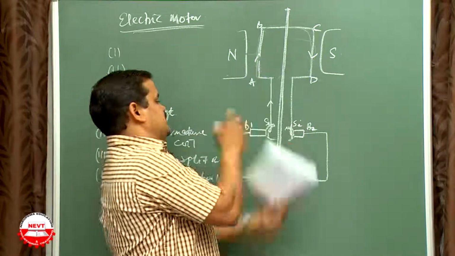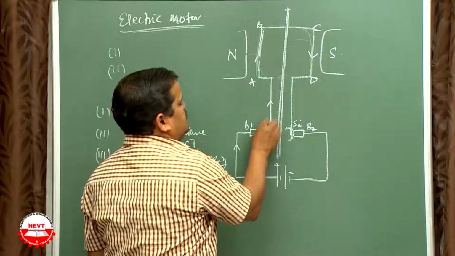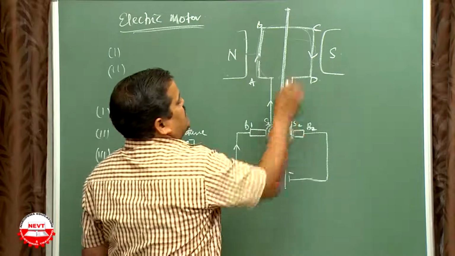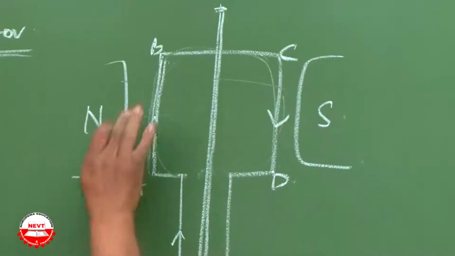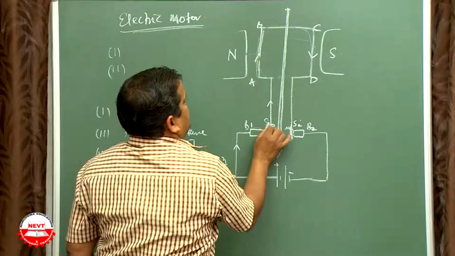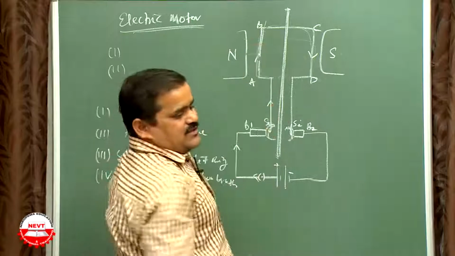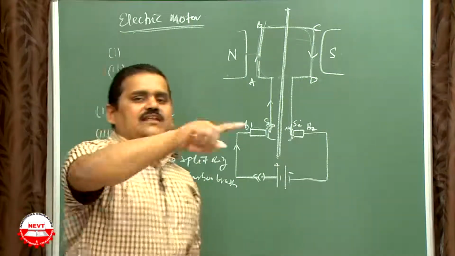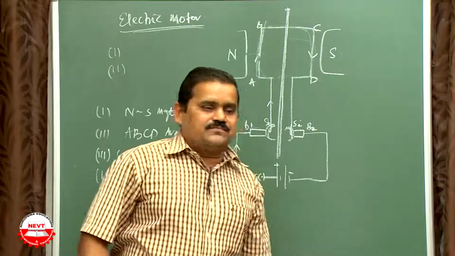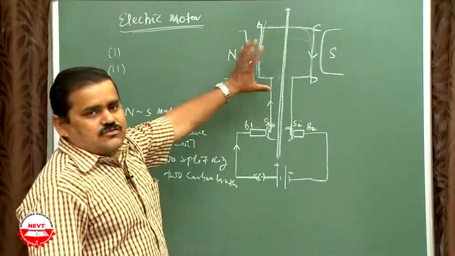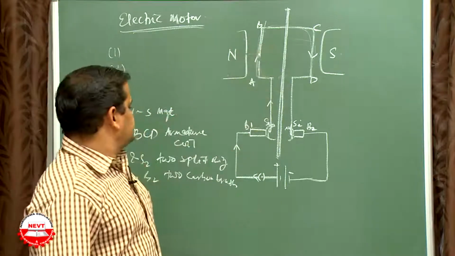Once they move, this S2 will connect here, S1 will connect here. That means DC side will come here, AB side will come here. And current will move in the same direction. So again it is downward, it is upward. So like this the motion will continue. It's okay? So this is about the working of the motor.